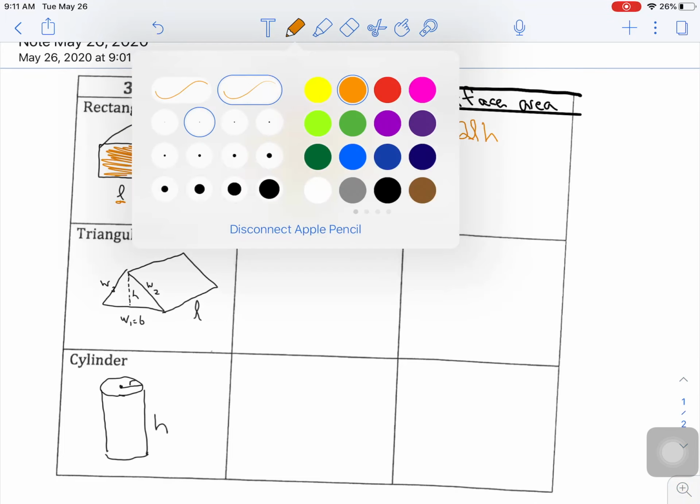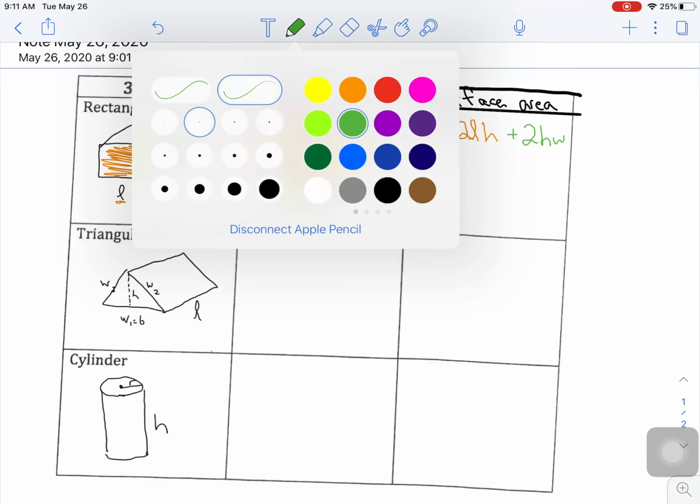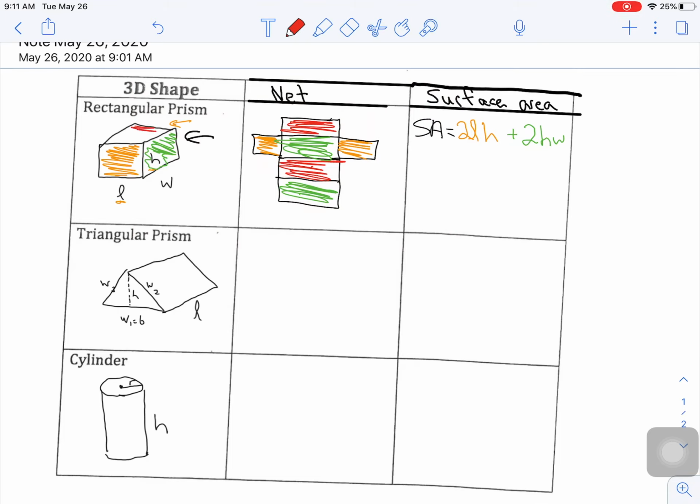Then we could do the same thing for the green ones, where the green one is height times width, plus 2, because there are 2 of them, times height times width. And lastly, the red is on the top here. There's length times width, and there are 2 red ones, so plus 2 times length times width. Now, that's the formula. If you'd like to solve it inside the net, that's fine. I'll show you how to do that later.